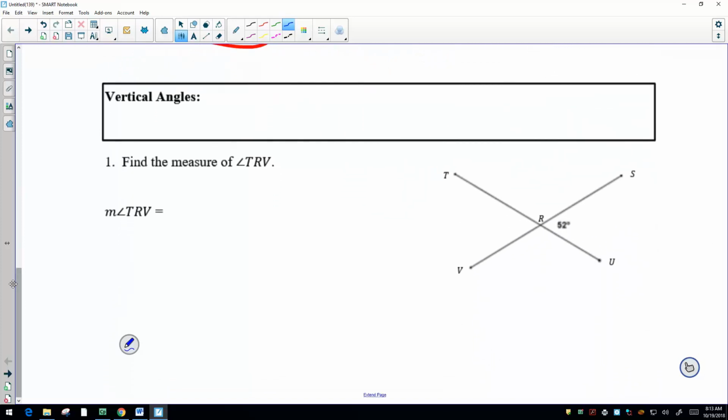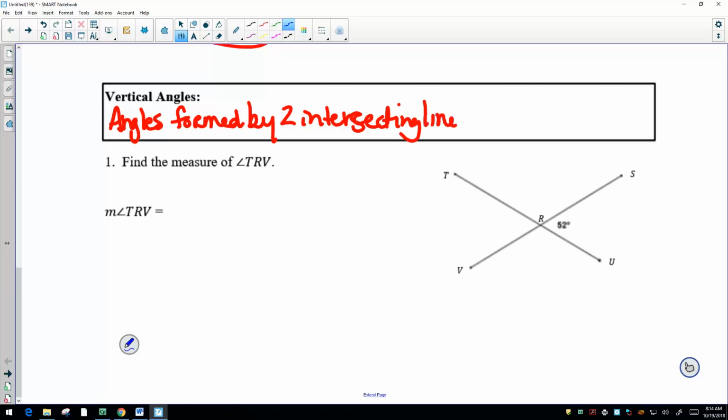Okay, and another definition we have here is vertical angles. So we can say that they're angles formed by two intersecting lines. Now, some important characteristics that come from vertical angles that we need to know. Probably number one is where they're located. They will always be across from each other. And then the other really important thing is that they have equal measures.